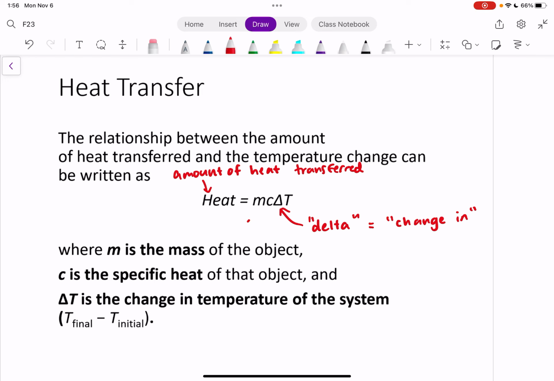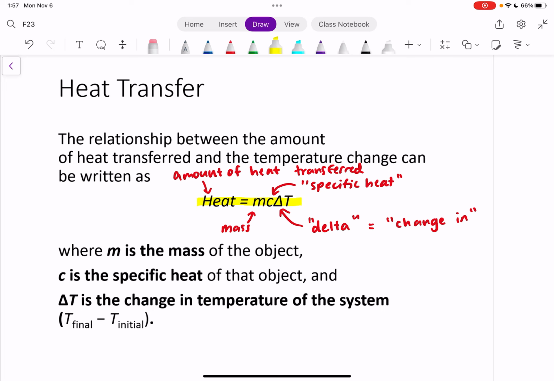All right, M stands for what? What do you think? Yeah, the mass of our object. And then this C actually stands for something called specific heat. We'll talk about what that is in a little bit. I don't want you to memorize this equation. You do need to know how to use it, but I will give you the actual equation, heat equals M times C times delta T, on an exam. I'll give it to you.